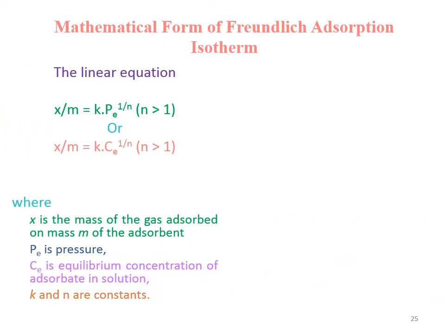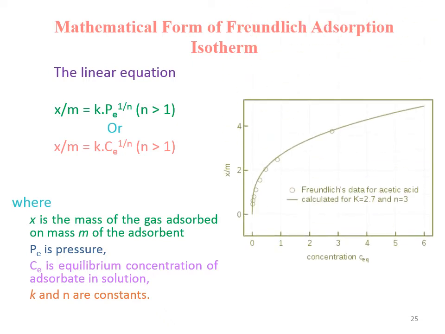Here is the mathematical form of Freundlich adsorption isotherm, according to which x over m is equal to k into Pe raised to power 1 over n, where n is always greater than 1, or x over m is equal to k into Ce raised to power 1 over n, again n will be greater than 1. We represent Pe when the adsorbate is present in gaseous form, so we consider the pressure of that gas, the equilibrium pressure. And Ce is taken when the adsorbate is in a solution in the form of a solute, so Ce represents the concentration of that solution.